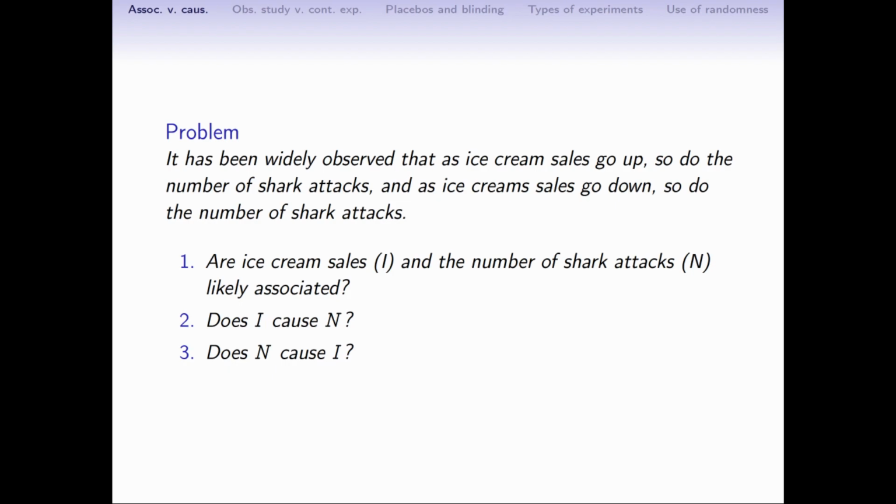Now, let's reverse the roles. Do we believe that N causes I? Now I would have to actively change the number of shark attacks and see if there's a response in the ice cream sales. And here again, we think that this is ridiculous, right?